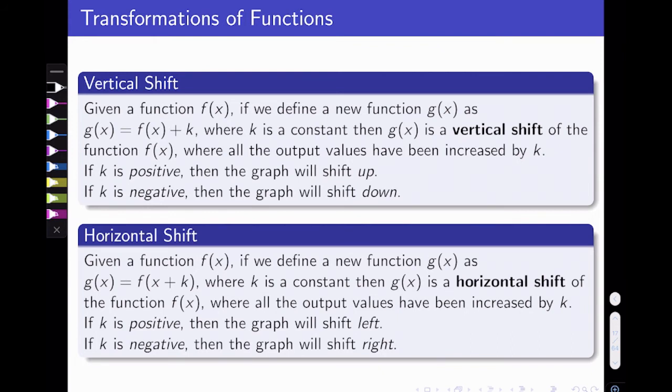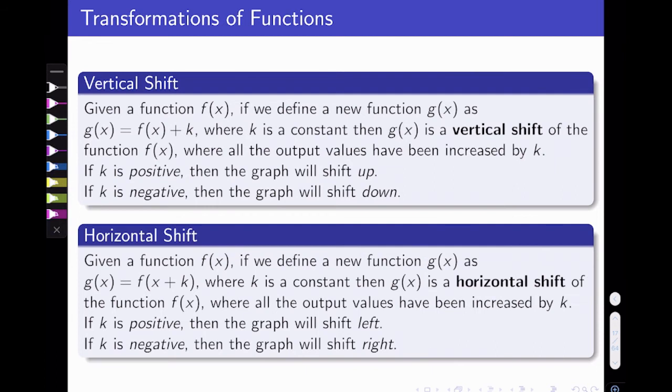Notice that the k is on the outside of the function notation. It's not inside the function notation. So we're adding two y values together. K is going to be a constant, and g of x is going to relate to f of x as a vertical shift of f of x. Now that vertical shift will be up if k is positive, and the vertical shift will be down if k is negative.